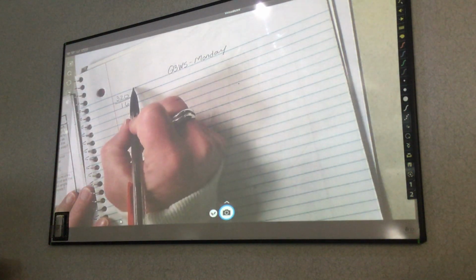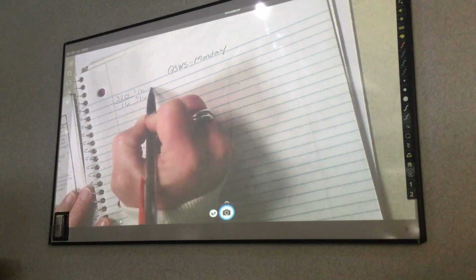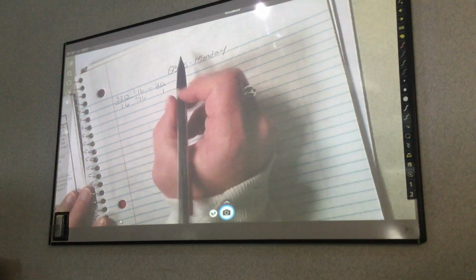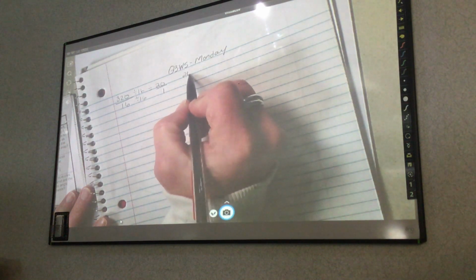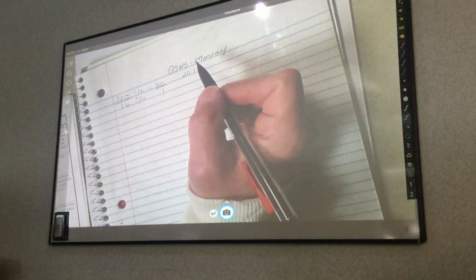Be sure on any ratio you reduce, and I can reduce this by 16, and it'd be 20 to 1. Know that you can also write it like this, 20 to 1. So 20 cookies per student.